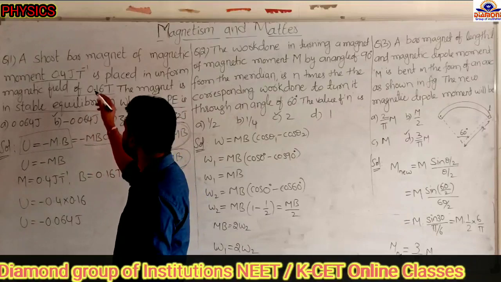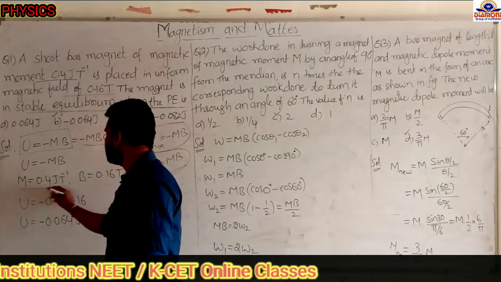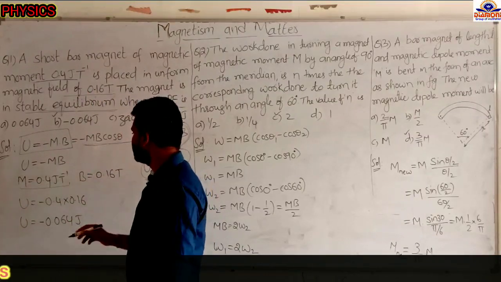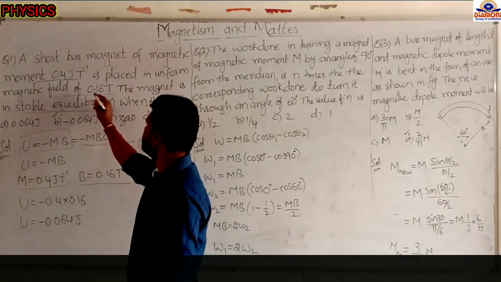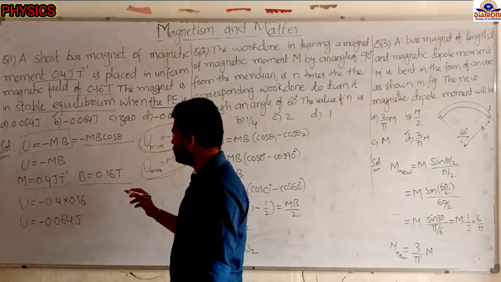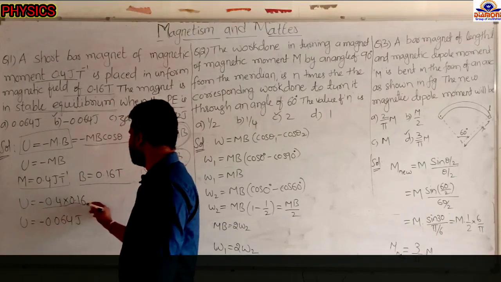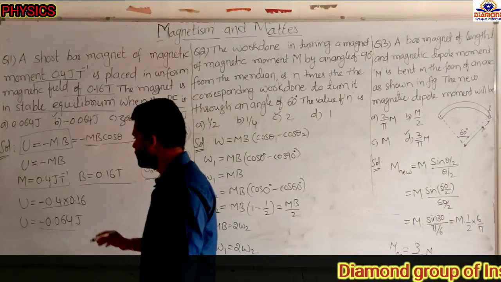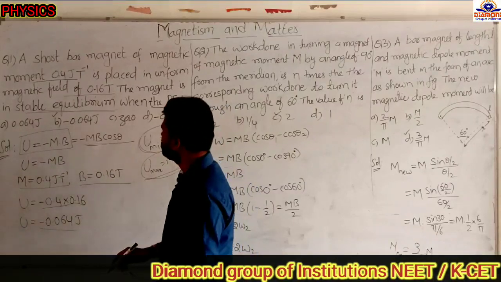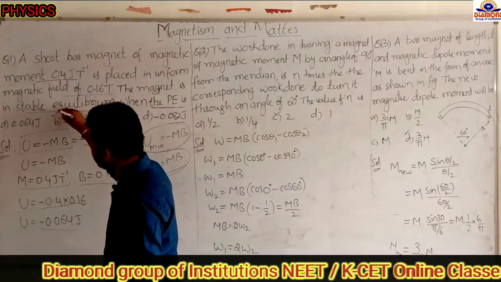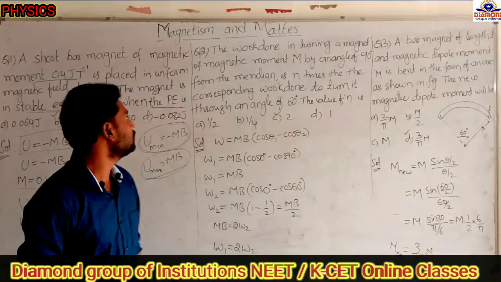The m value given is 0.4 joule per Tesla magnetic moment, and B is the magnetic field, given as 0.16 Tesla. Now substitute these values in the formula: minus 0.4 into 0.16, then we get minus 0.064 joule. So option B is the right answer. Okay, now let us see the next question.